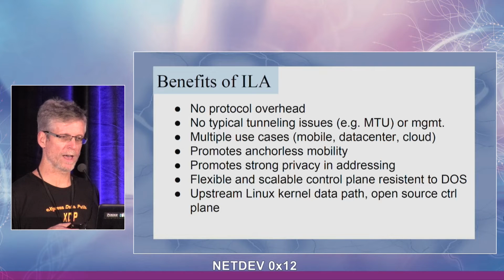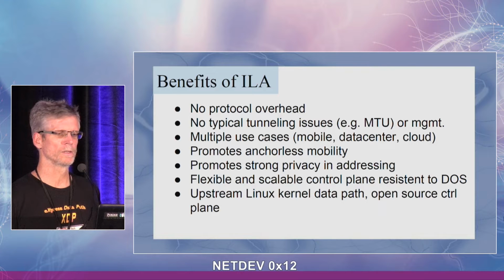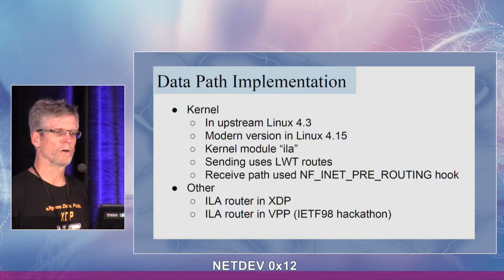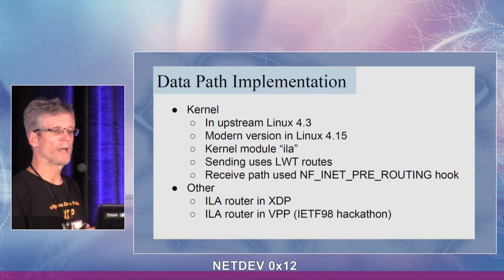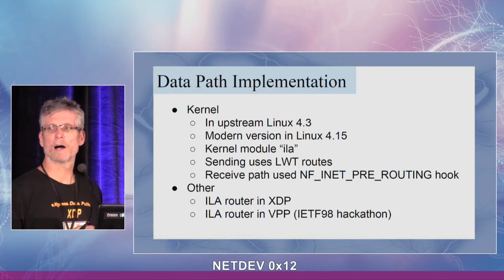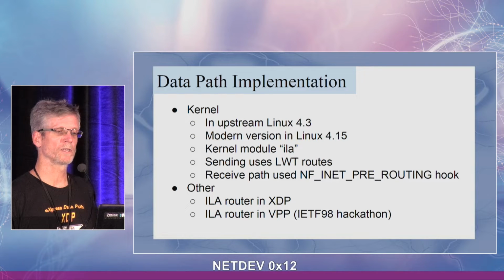And then we have an upstream kernel data path. There's also some other work. VPP has something. And we also have an XDP implementation. But today we'll look at the kernel side only. So speaking of the kernel, ILA has been in upstream Linux since about 4.3. The modern version came in at 4.15. This was actually changing how we do some of the checksums and how we integrate types into the ILA address structure. It's a kernel module. It's ILA, loads pretty easily.